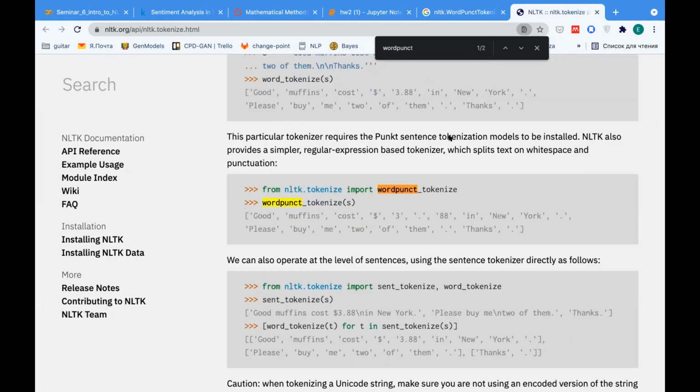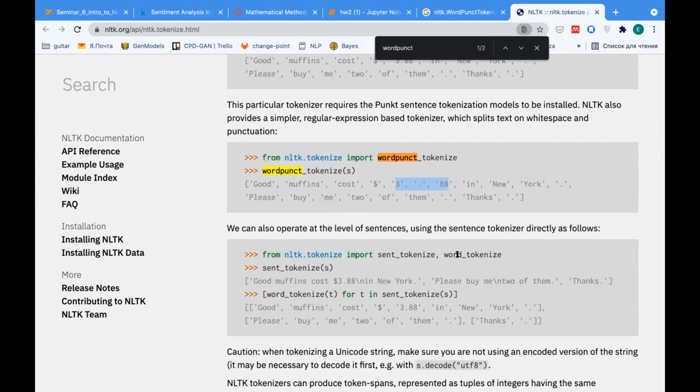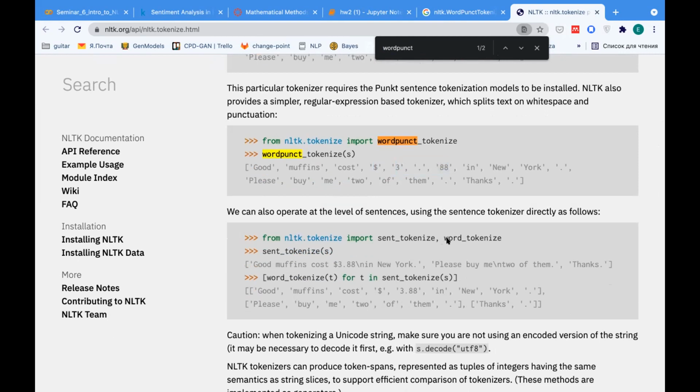Okay, if we look at this type of tokenizer, the word and punct tokenizer, we can see that it separates all types of characters. So it separates actually this character from this. And if we take another tokenizer that is not suitable for punctuation, it doesn't separate, for example, numbers from points.